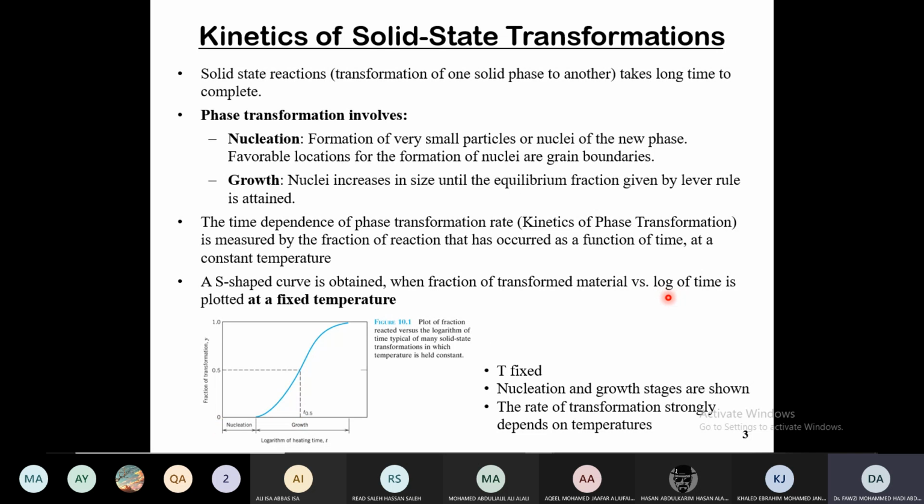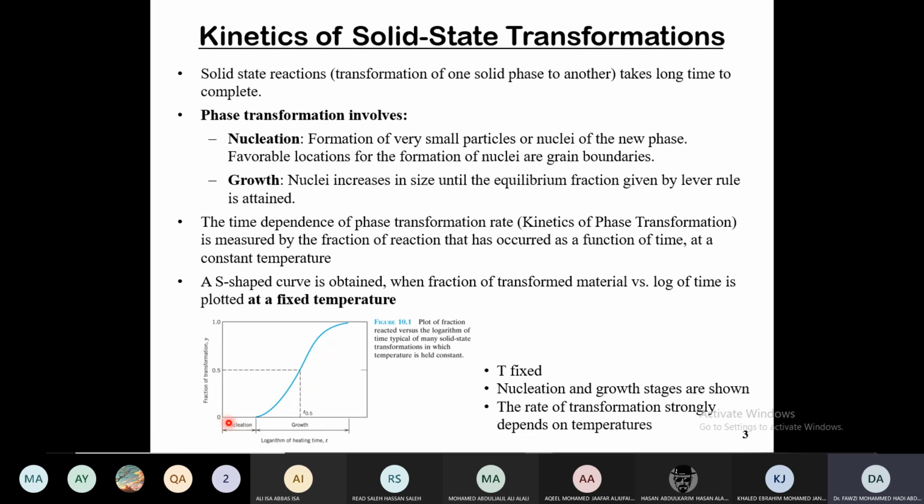We look at the transformation rate against log of time, and we fix the temperature. This is what we are saying, at a fixed temperature. In studying that, we produce this S-shaped diagram, which shows the different positions.